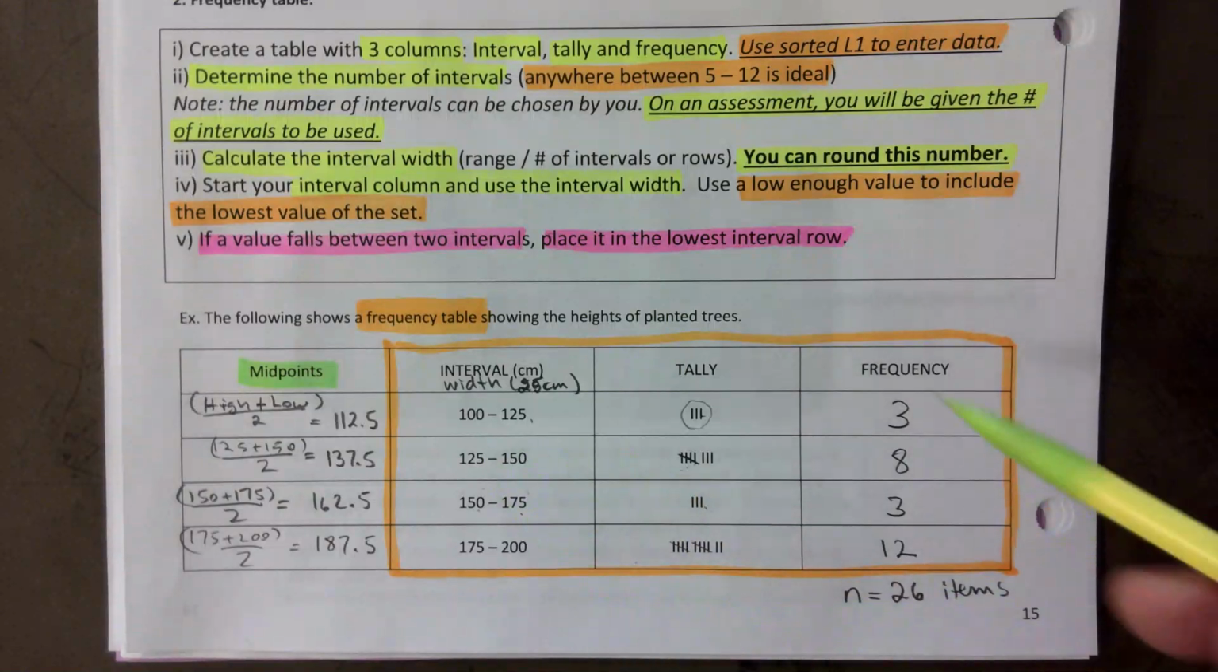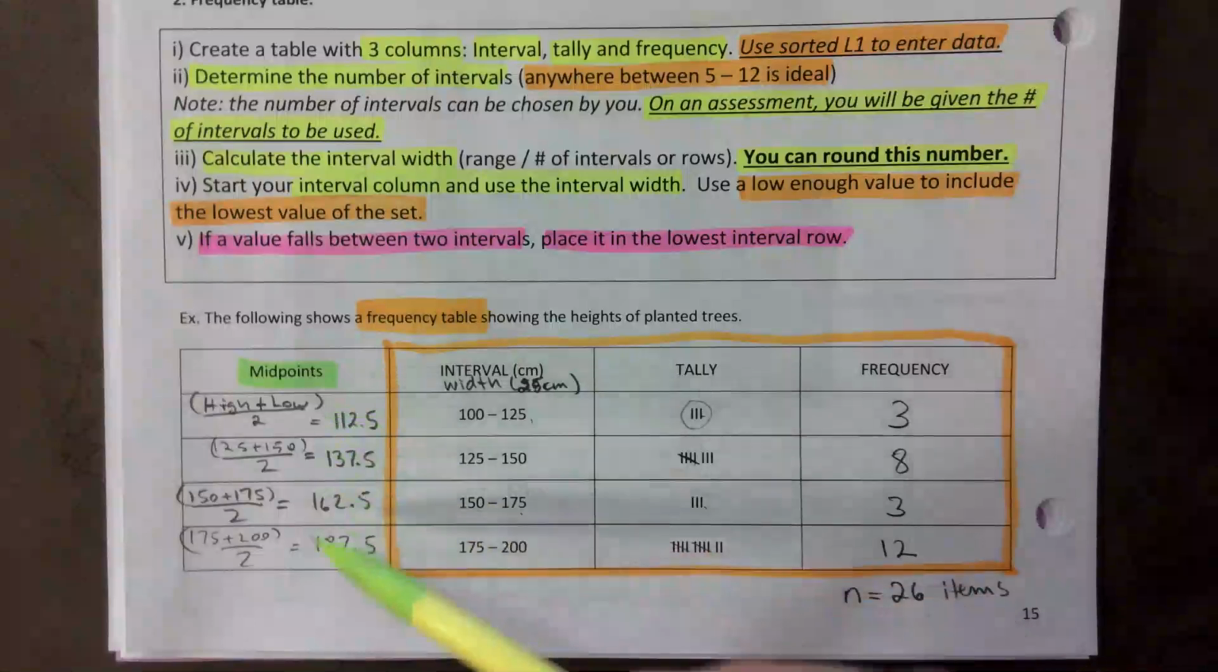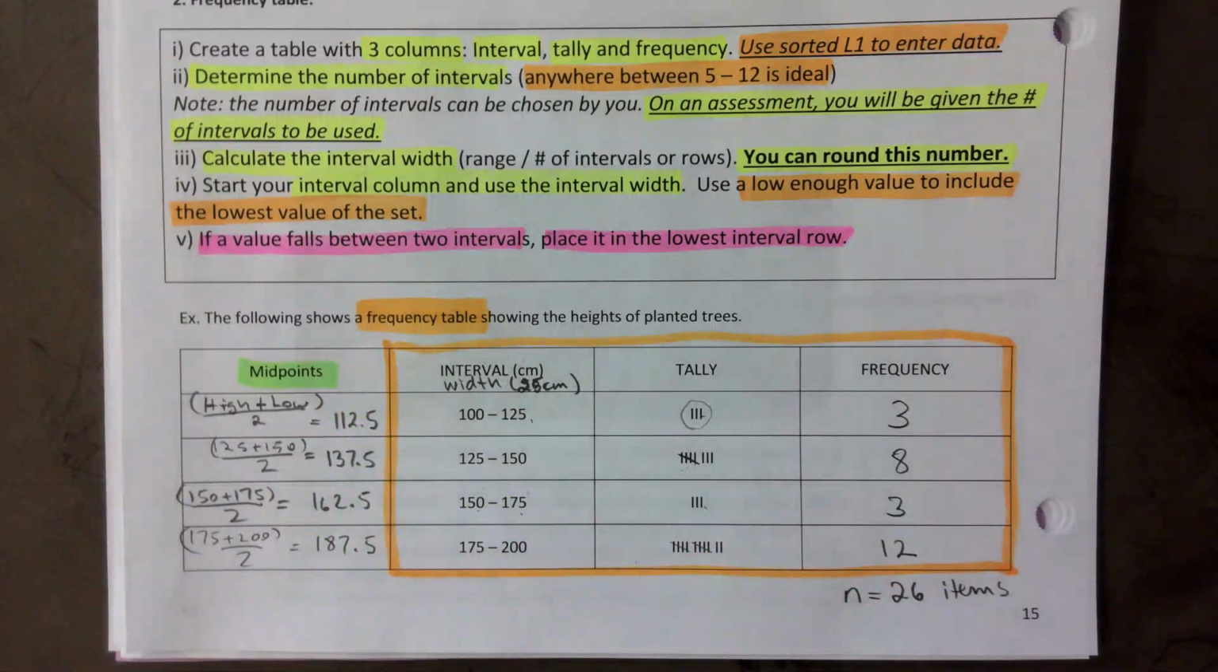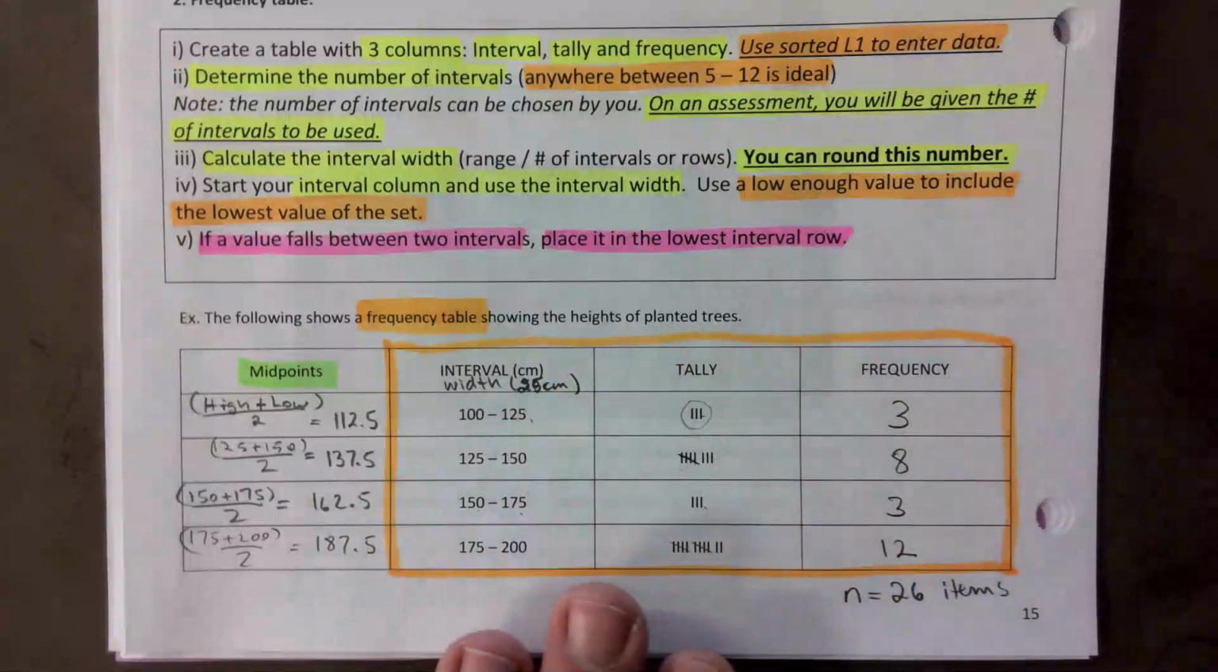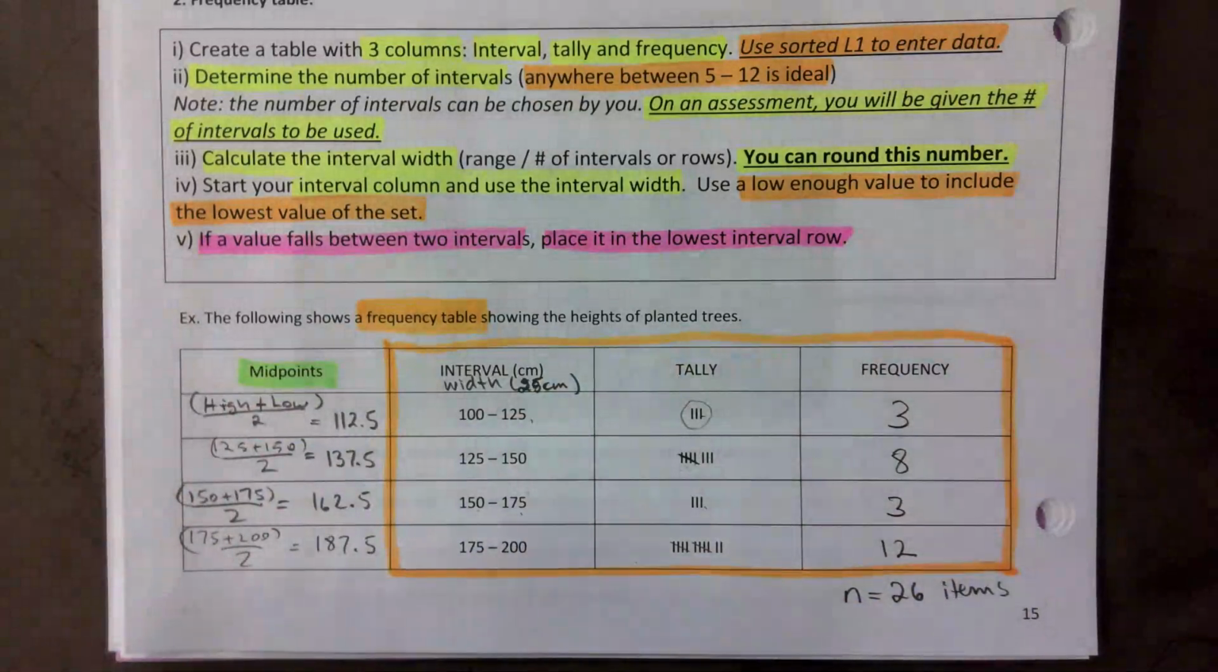But this is the original frequency table. Sometimes I just add this column on my work. I do that myself, okay? So we've created our table. We have our midpoints. Let's go over to page 16 there.